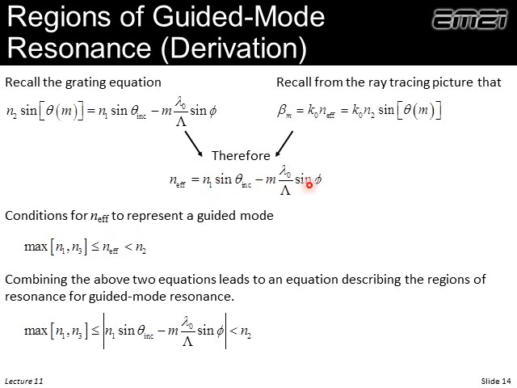Well, we have this nice little expression for effective refractive index up here. We can plug that in to replace effective refractive index. And now we have an equation that tells us about where these resonances can occur. And we can plot that and we can map that.